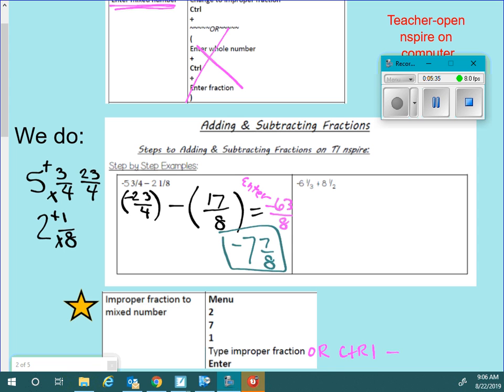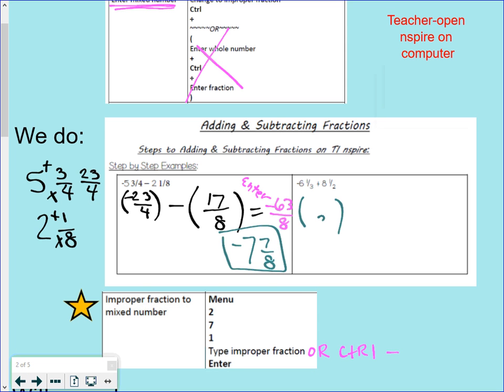So -6 and 1/3 is what type of fraction? Mixed. We have to change it to an improper fraction. So in our parentheses, we're going to make it an improper fraction. 3 times 6 is 18, plus 1 is 19, and that's a negative number. And we're just going to put the negative with the 19. You could put it with the 3. Still makes it a negative number. Then we're going to put our addition sign. We have another mixed number, so we're going to make it improper. And that is going to be 17 halves. And then we're going to hit enter.